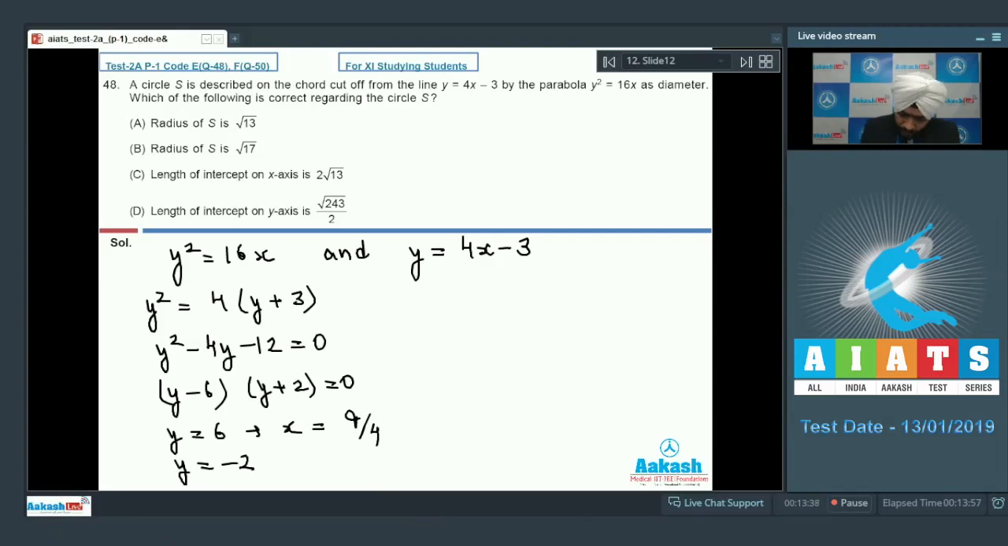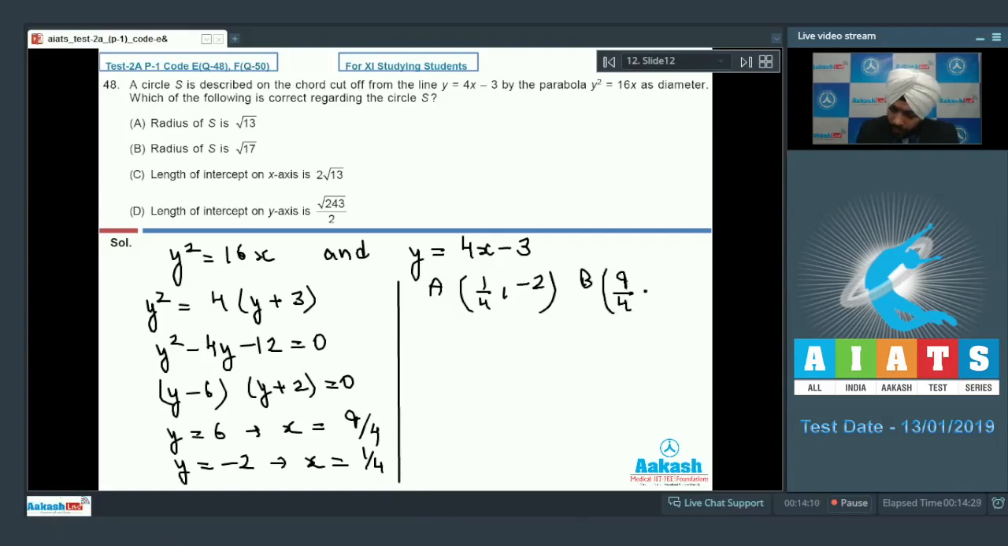Y is minus 2 and the corresponding value of x is 1 by 4. Okay. So there are 2 points as the endpoints of the diameter. First point is (1 by 4, minus 2), and the second point is (9 by 4, 6). So students, given AB are the diametric endpoints, we know how to write the equation of circle in diametric form.